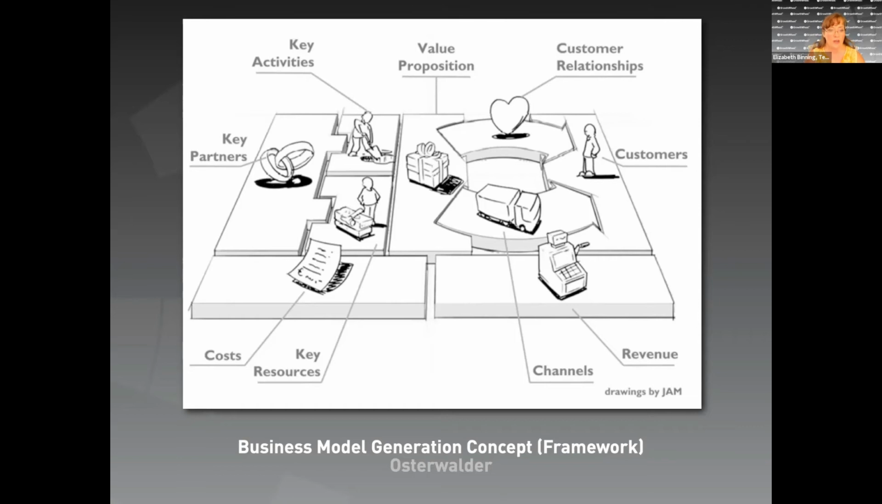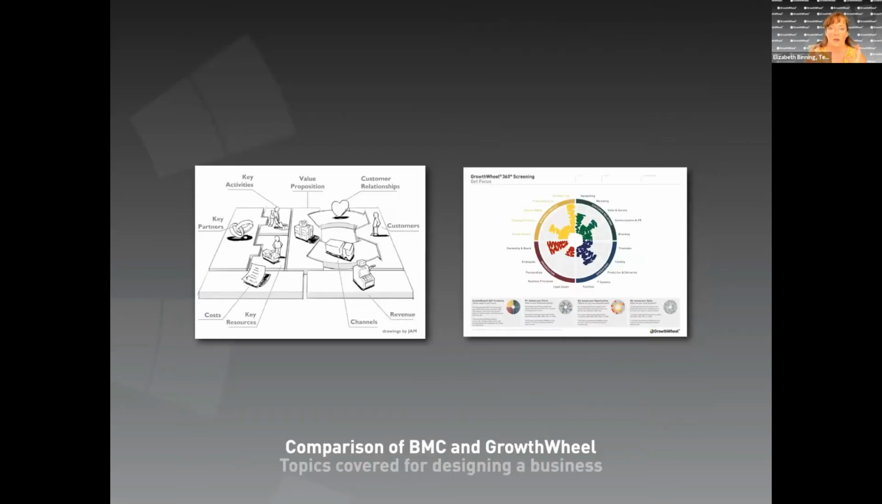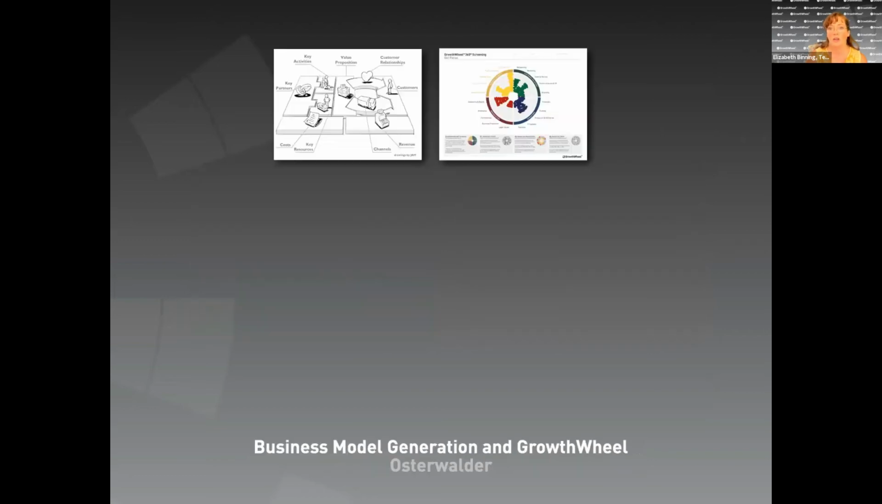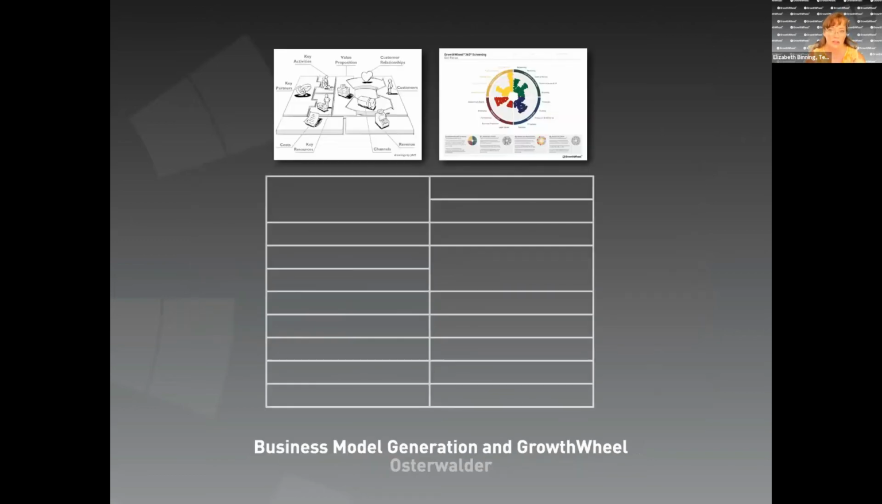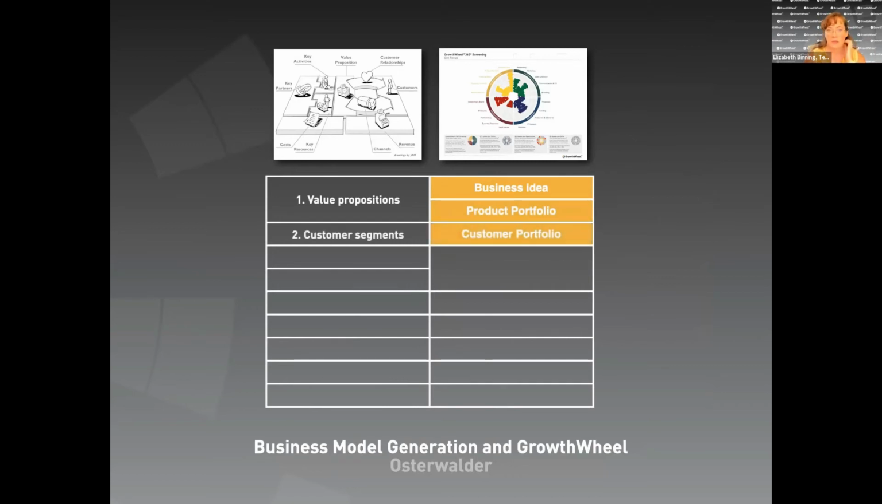What's their strategic choice on key partners? And if you don't remember, you can always take a look at how GrowthWheel works, hand in glove with the business model canvas. So, what they call value propositions, we've split into business idea and the product portfolio. We've got customer segments, we call that customer portfolio. Now, what we call revenue model on the business model canvas, that's revenue streams and channels.